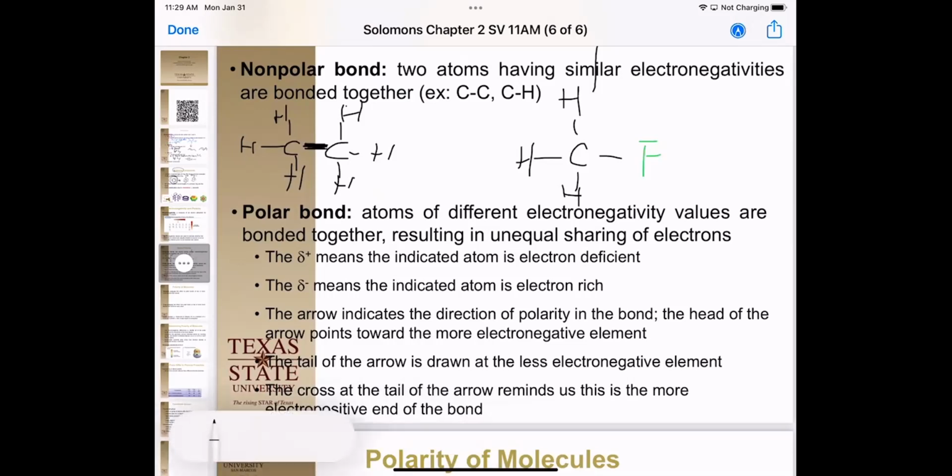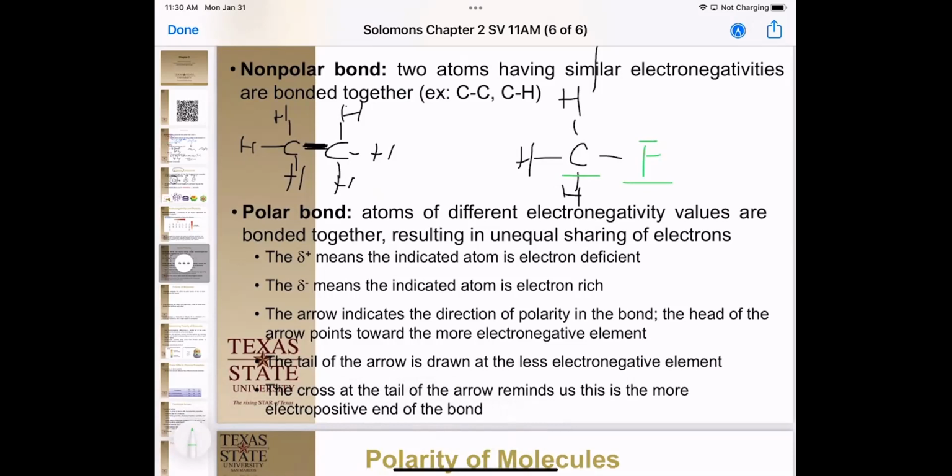The difference in electronegativity between fluorine, which is 4, and carbon, which is 2.5, is 1.5, right? So it's not above 2, so it's not ionic. It's a covalent bond, but it is above 0.5 in difference, meaning it's a polar covalent bond. What does that mean?